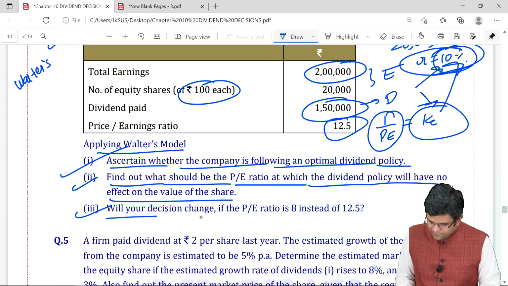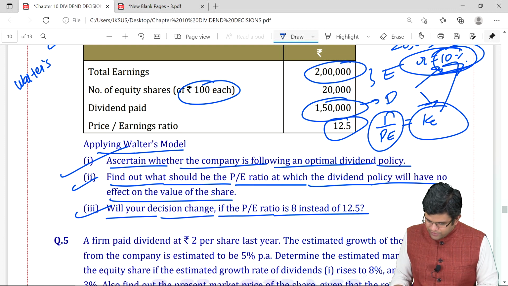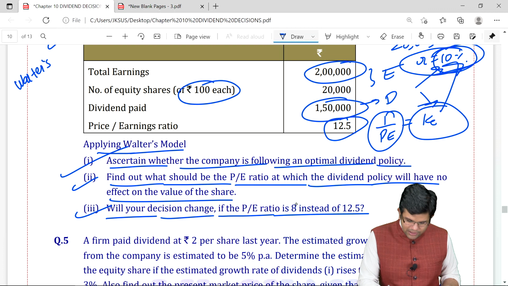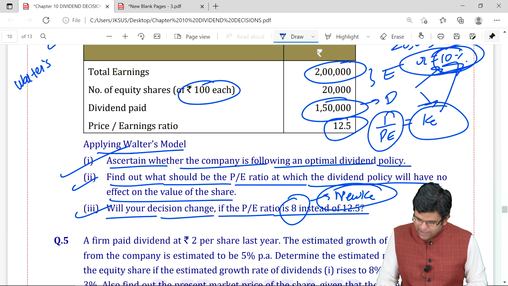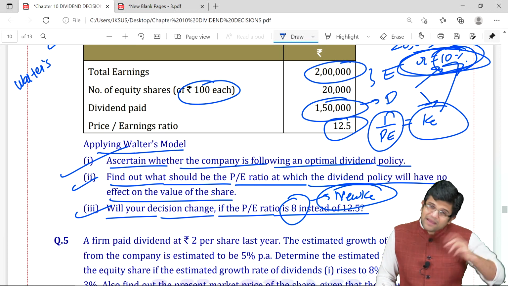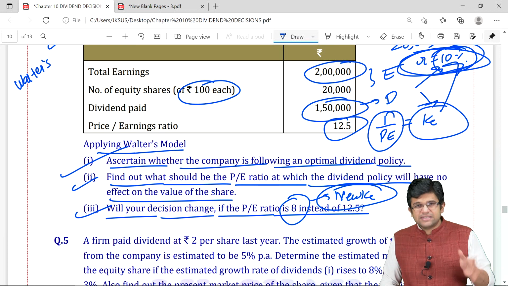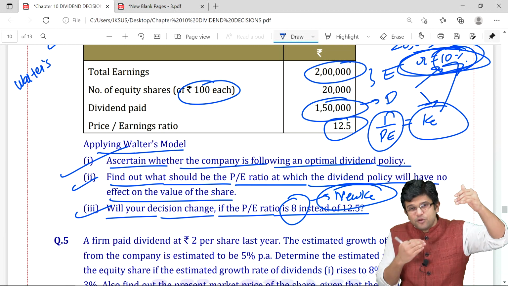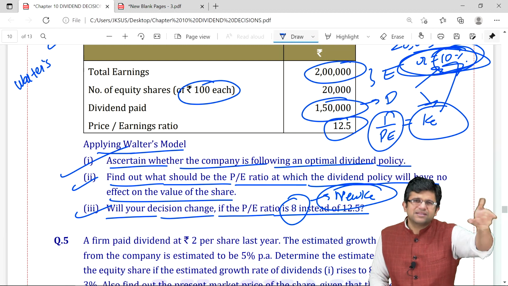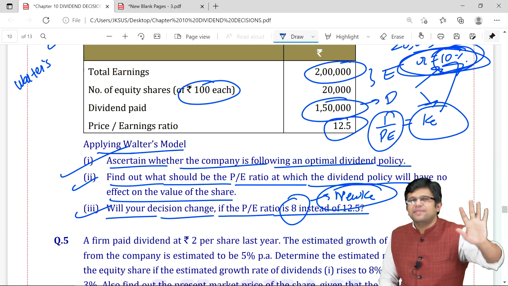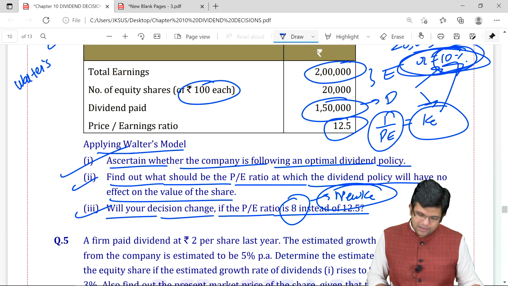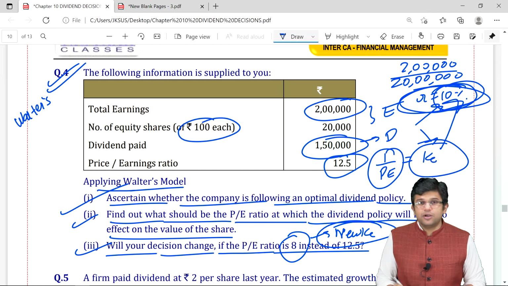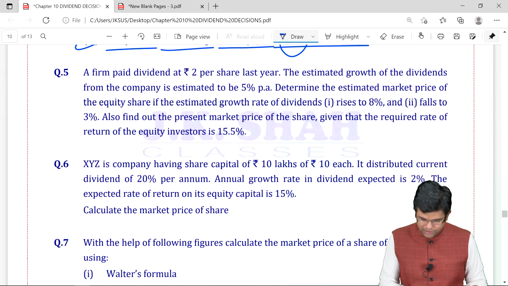Point number 3, will your decision change if the P/E ratio is 8 instead of 12.5? Children, if the P/E ratio is 8, I will get a new K. That new K I'll compare with this R, and then I will again give a new decision, that at this comparison of new K with R, I understand whether R is greater than K or R is less than K, and therefore the payout ratio should be 0 or 100%. Everybody clear till here? So with that, children, we complete the discussion of question number 4. Moving on, children, to question number 5.